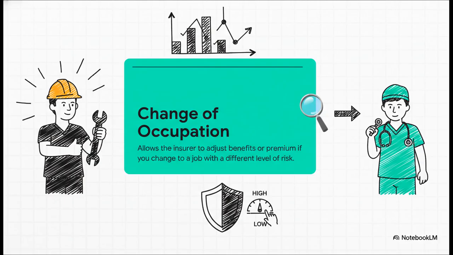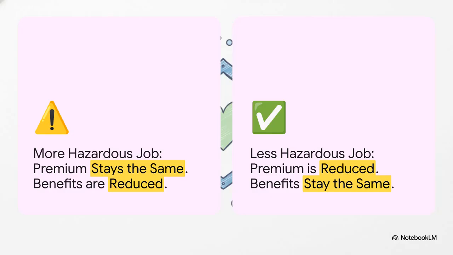Your job has a direct impact on your risk of getting sick or injured. So, if this provision is in your policy and you switch careers to something more or less hazardous, the insurer has the right to adjust your coverage to match that new risk level. So here's exactly how that works.